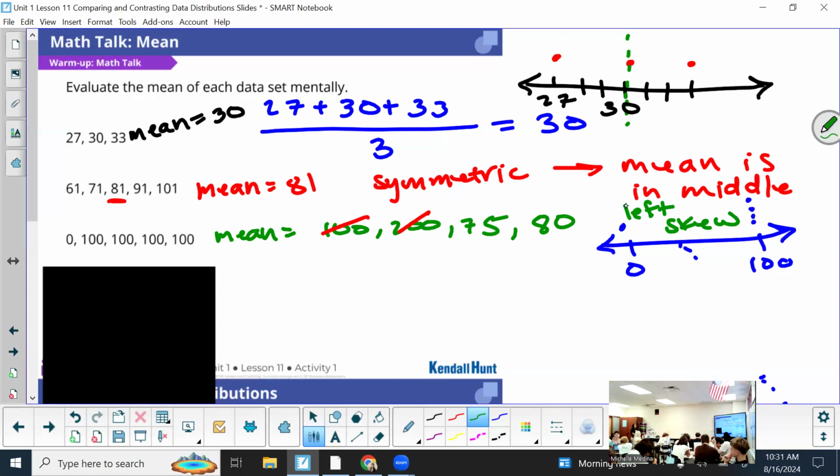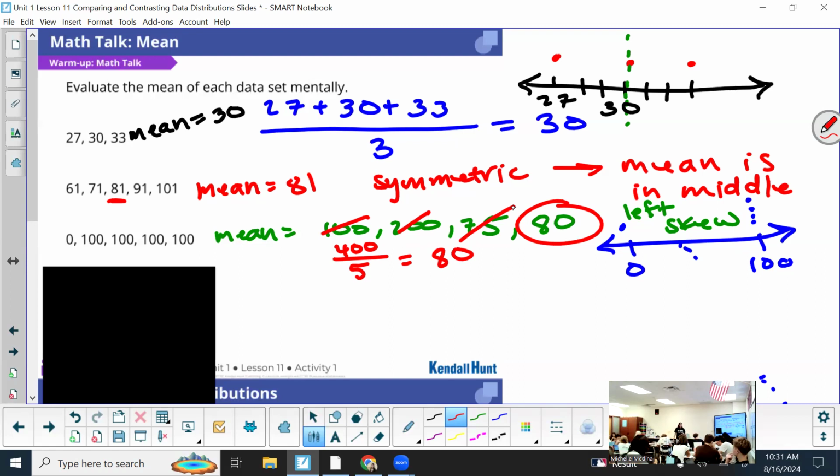So in that case, you would have to do the math, and these numbers really aren't too bad. 0 plus 100 plus 100 plus 100 plus 100 is what? 400. To find the mean, I would have to divide by 5. And 400 divided by 5 is 80. So this is 80. So again, when in doubt, do the math. But you can only tell the mean right off the bat if it's symmetric.